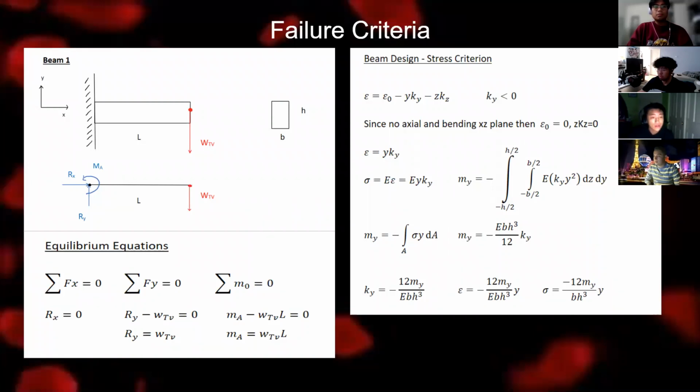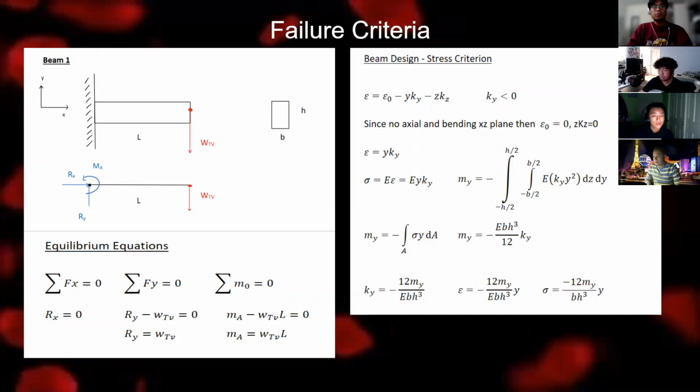We can then use our equilibrium equations to solve for these reactionary forces. Since there is no axial load on the beam, we can induce that there's no reactionary horizontal force. For the vertical force, we know that the reactionary force will be equal to the weight. Since the weight is at a length from the beam, we know that moments are produced going downwards, or clockwise. And then we can induce that the reaction moment produced is the length of the beam times the weight.